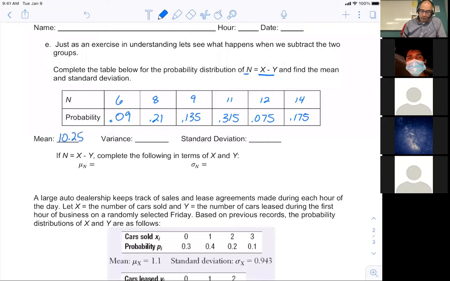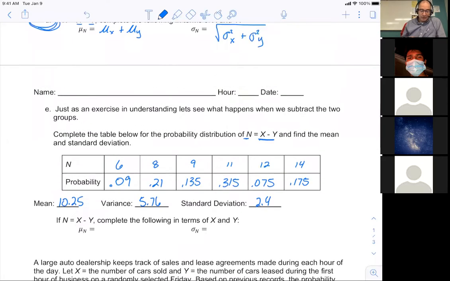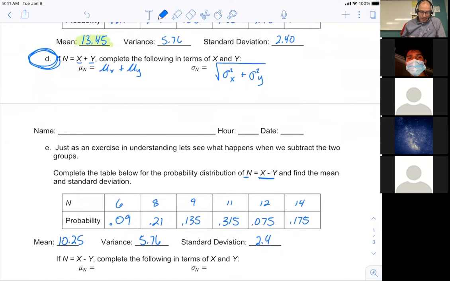10.25 and over here, 2.4. That seems different yet the same. Let's square that to get 5.76. So now let's flip back and compare that to my results from the previous page. I can see that, obviously my mean was different. I got 10.25, but my variance is the same and my standard deviation is the same. So what's up with that?